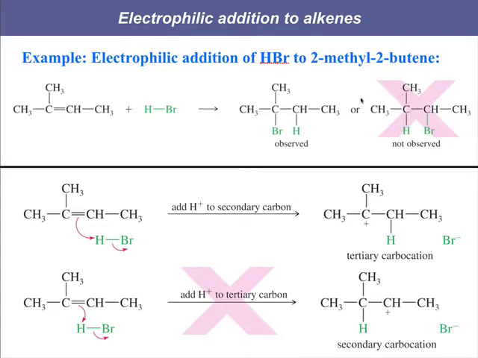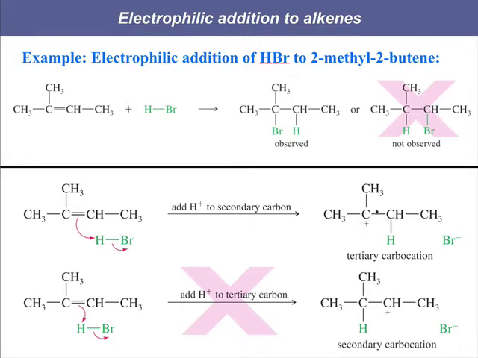Two different products, but only one of them forms. Why is that? I hinted at it before. Notice the first step in our mechanism. When our double bond adds the H, if it adds the H to the right carbon on the right, then we get a tertiary carbocation. If we add the H to the carbon on the left, we get a secondary carbocation.